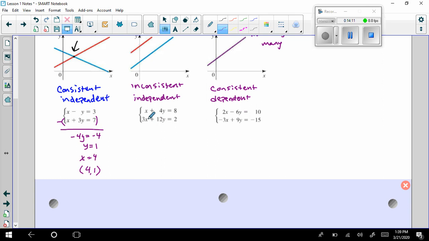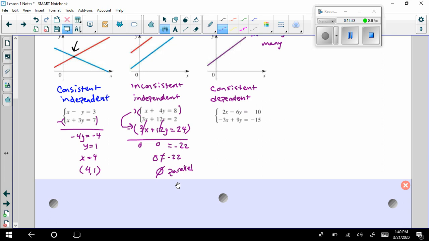Whereas this one, if we multiply, for example, by 3, then that equation becomes 3x plus 12y is equal to 24. And when we subtract this down, this goes to 0, this goes to 0, this goes to -22. And so 0 equals -22 is not true. So there's no solution here, meaning that the lines are parallel.